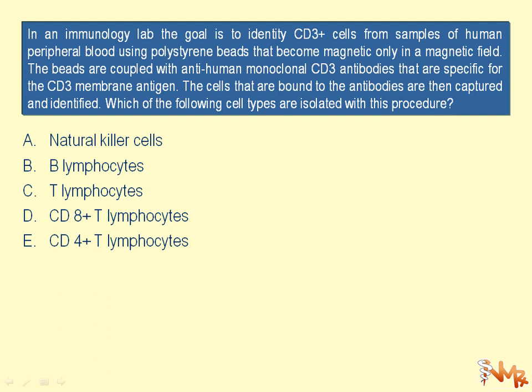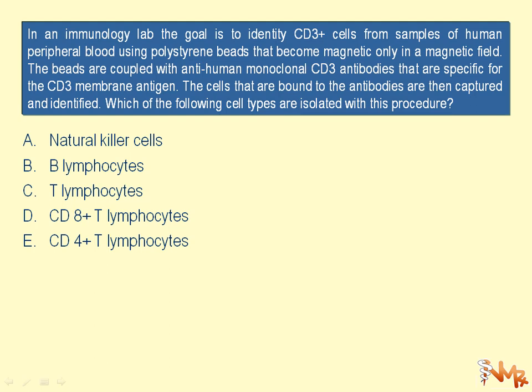To make it simple, monoclonal anti-CD3 antibodies identify CD3 cells. The question that we are asking is, what cells of the body have CD3 proteins on their surfaces? Is it natural killers, B lymphocytes, T lymphocytes, CD8 positive T lymphocytes, or CD4 T lymphocytes?